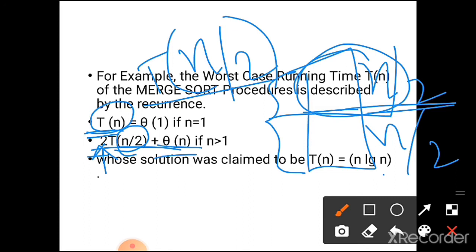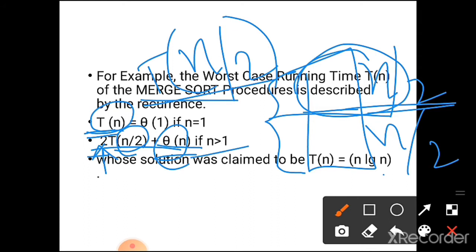So merge sort is a divide and conquer algorithm. It takes a cost for dividing, and there is also a combining cost. So the total cost is represented by theta of n.